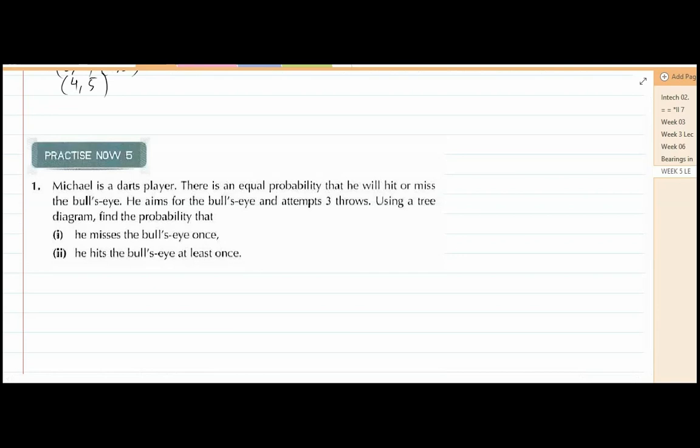Now what is a bullseye? If you ever see a dart game, the center point, exactly at the center, is called a bullseye, right? So that is a bullseye, right?